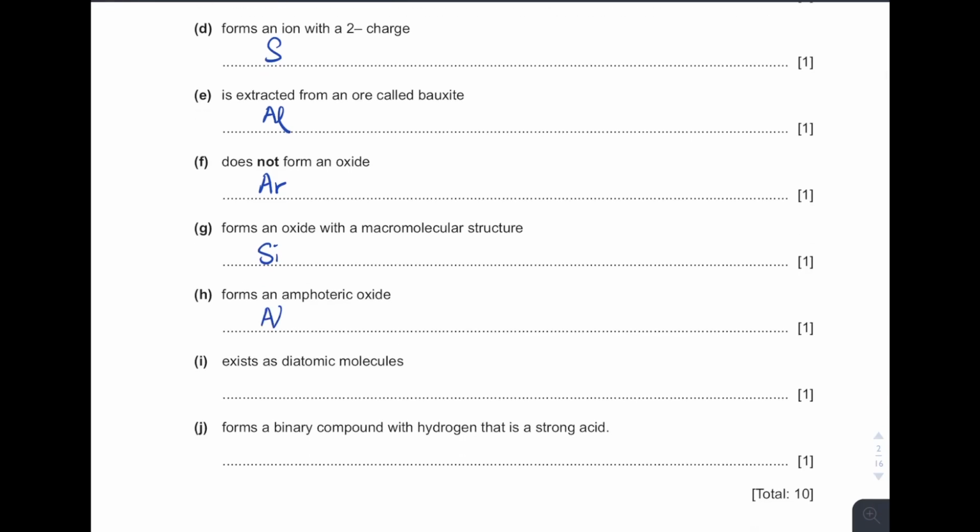Amphoteric: aluminium. Remember, there are 2 examples of amphoteric oxide that you have to remember, which are aluminium oxide and zinc oxide. That's it.